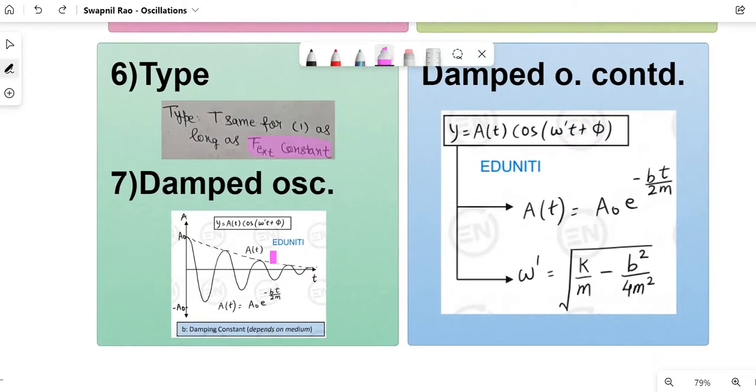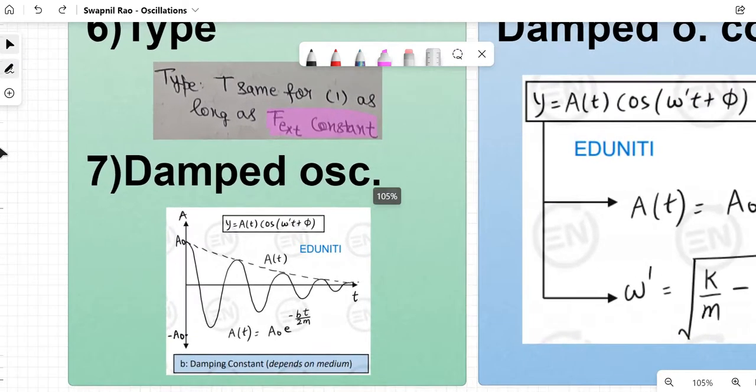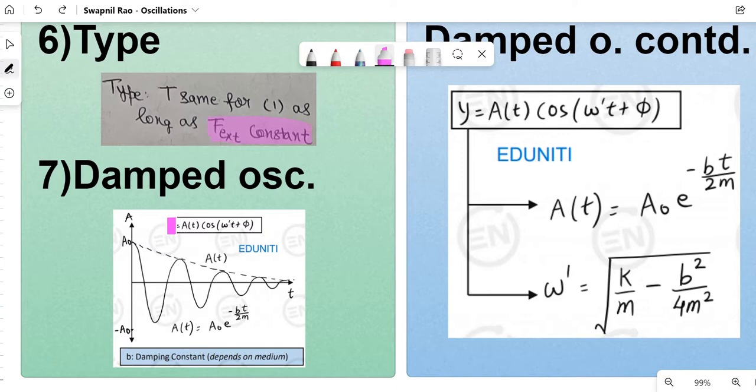The next topic, damped oscillation, is usually not asked because they won't ask questions, but I have included it because it's there in the NCERT. I once again give credit to EduNity's channel for writing it in a very brief manner. I've taken it from his channel. So you can just read about damped oscillation in the NCERT. It looks something like this.